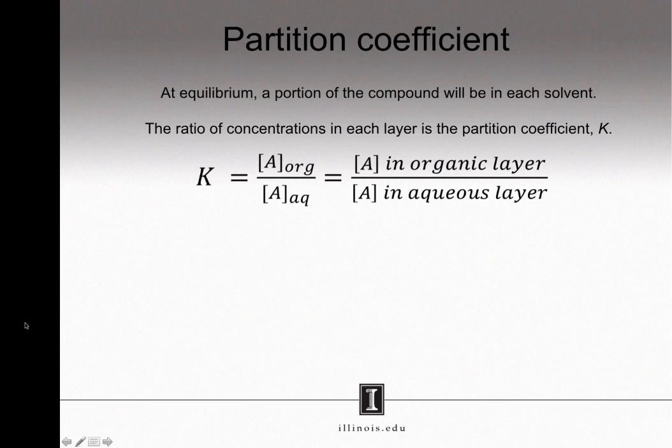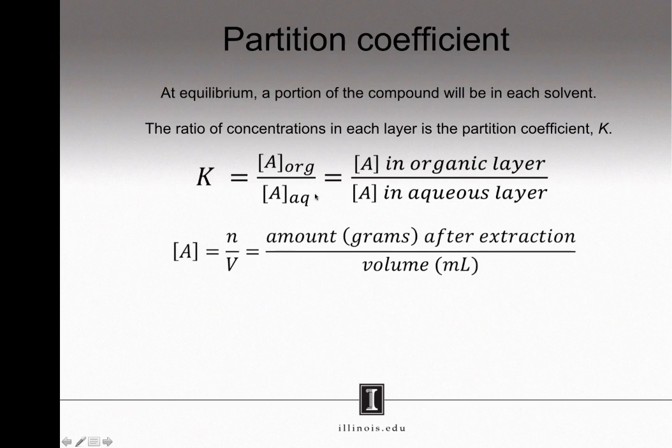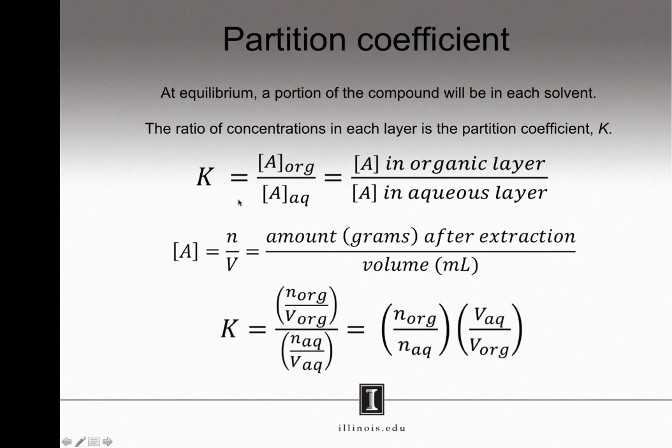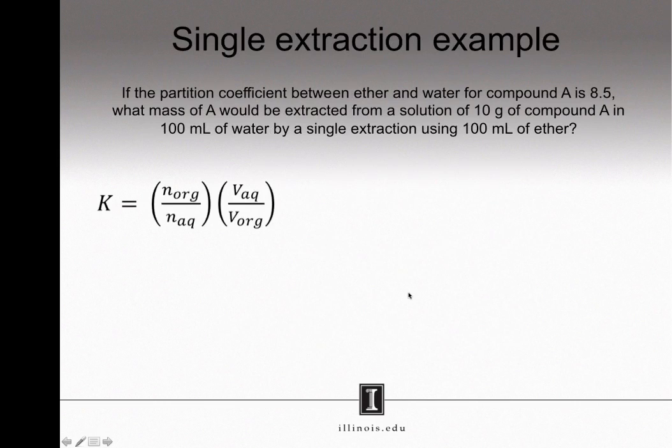Remember that K is the ratio of the amount of compound in the organic layer over the amount of compound in the aqueous layer, where the amount of compound is measured in grams of compound over volume of solvent. If we take this and substitute it into K, we get this expression down below, which with some rearrangement produces this final expression here on the right side. Do not memorize this equation. If you need it, it will be provided for you. What this equation allows us to do is if I know K and 3 of these variables, I can solve for the 4th one. Let's have an example of that.